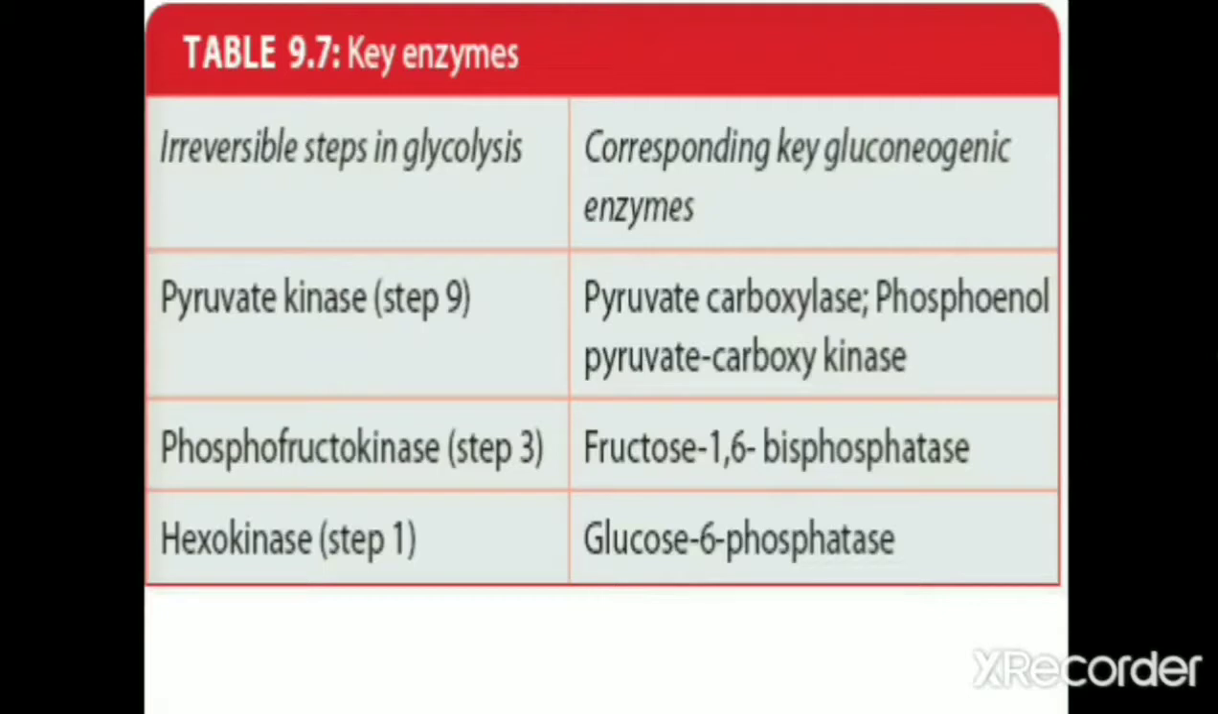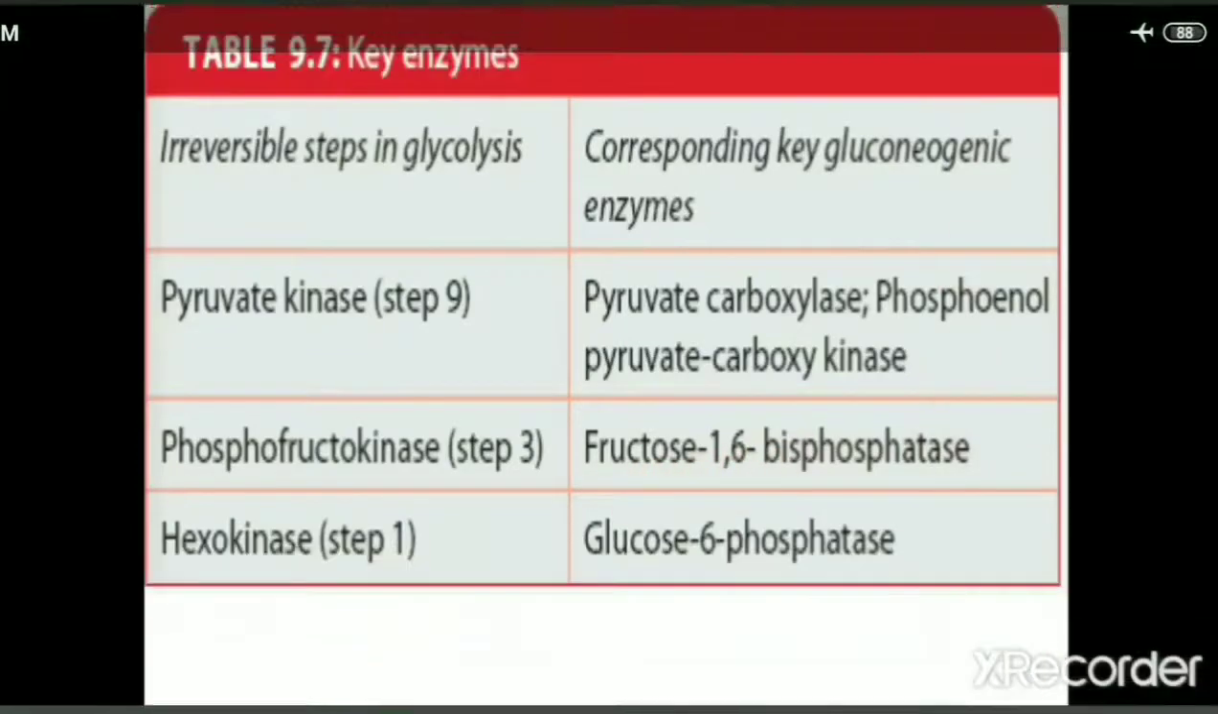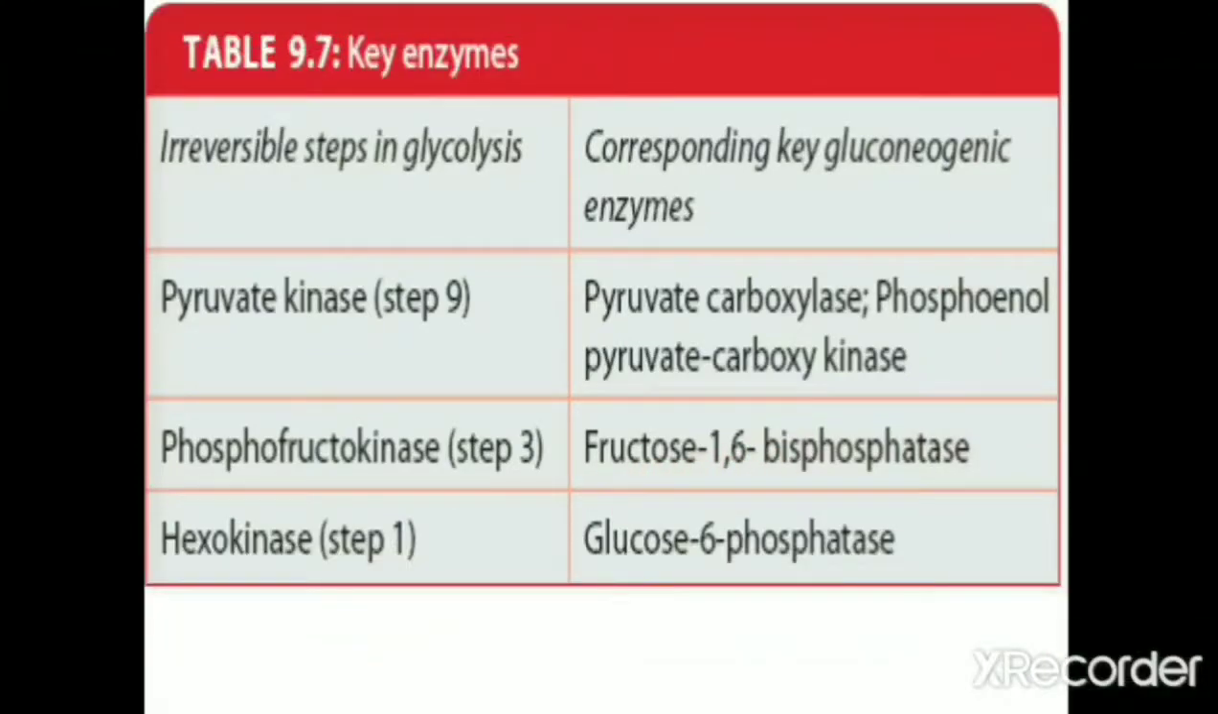The next enzyme is fructose 1,6-bisphosphatase, which mediates the release of one phosphate group from fructose 1,6-bisphosphate. So fructose 1,6-bisphosphate is converted into fructose 6-phosphate, overcoming the reaction mediated by PFK1. And the third key enzyme is glucose 6-phosphatase, which mediates the release of the phosphate group from glucose 6-phosphate, producing a free glucose molecule.